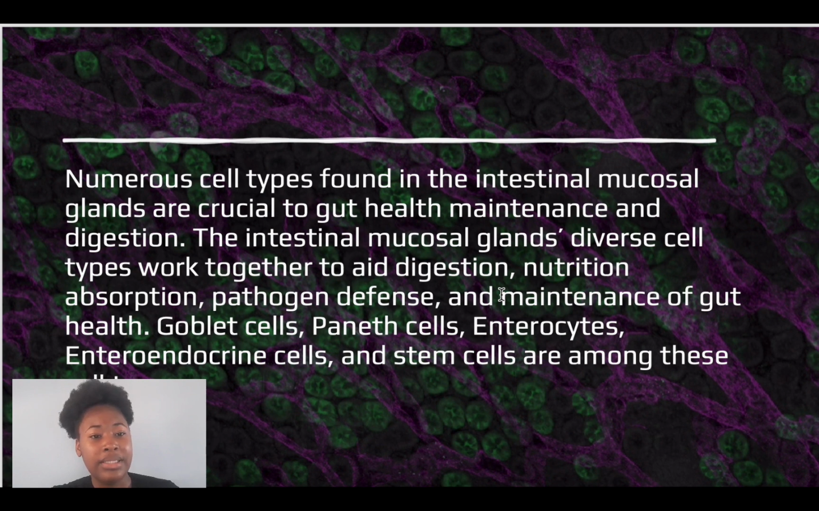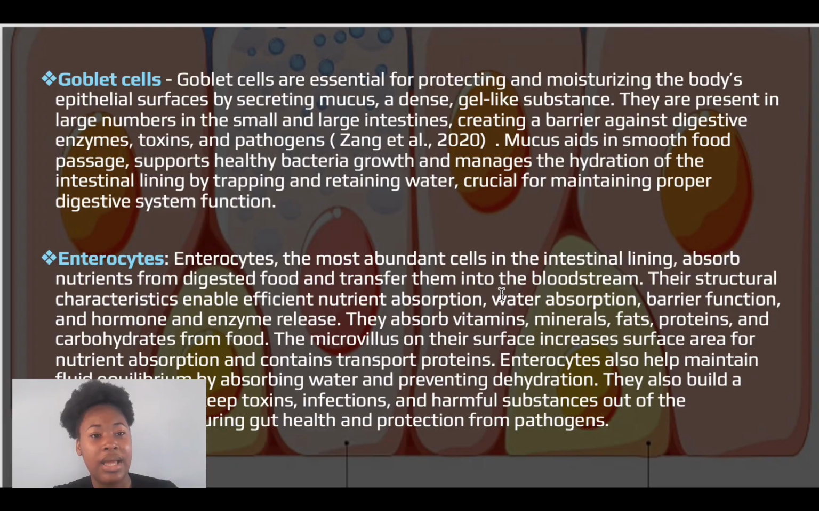Goblet cells. Goblet cells are essential for protecting and moisturizing the body's epithelial surfaces by secreting mucus and a dense gel-like substance. They are present in large numbers in the small and large intestines, creating a barrier against digestive enzymes, toxins, and pathogens. Mucus aids in smooth food passage, supports healthy bacteria growth, and manages the hydration of the intestinal lining by trapping and retaining water, crucial for maintaining proper digestive system functions.